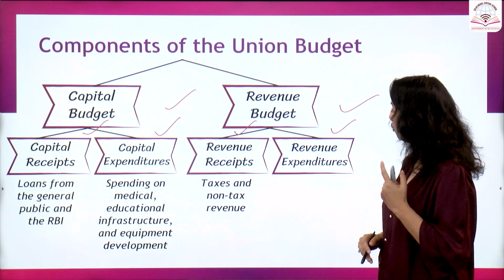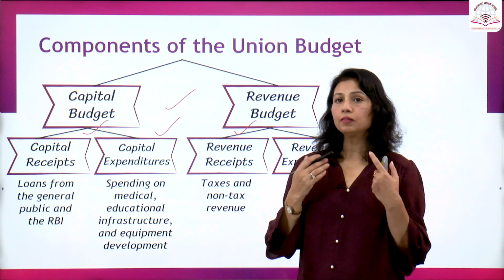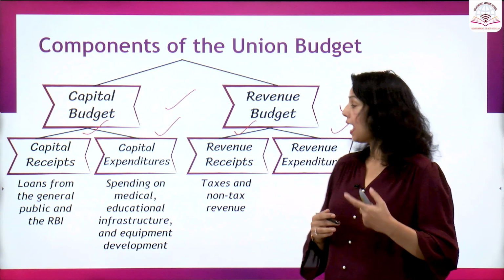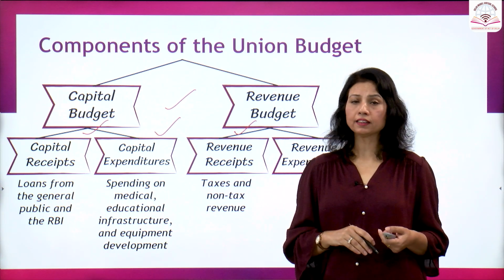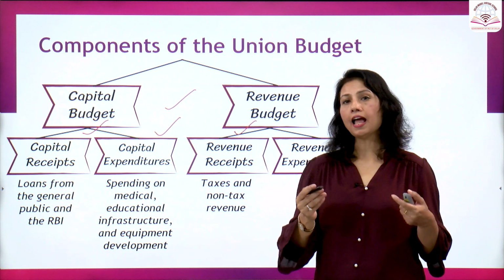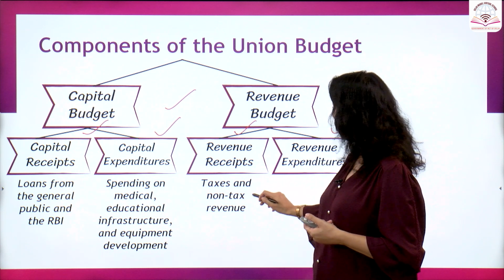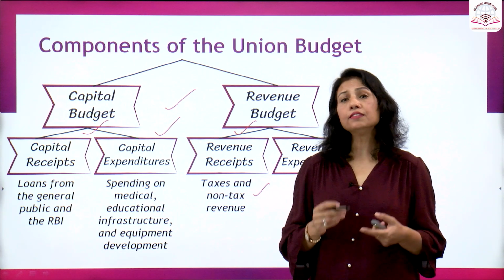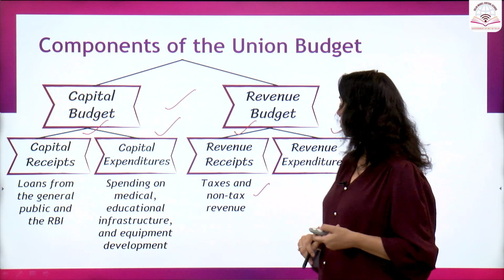Let's talk about revenue receipts. These are the receipts which government collects from taxes and non-tax sources. In one video we have already discussed that taxes are of two types, direct taxes and indirect taxes. Another source is non-tax revenue. These are the dividends government generates from its investment.